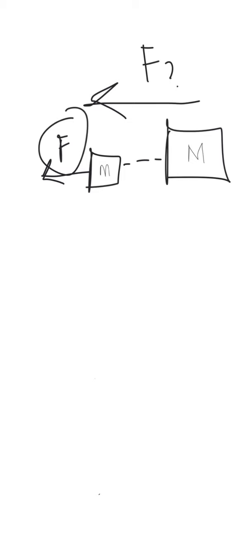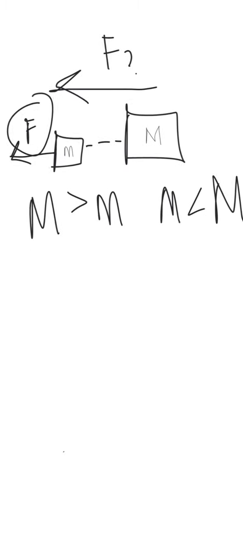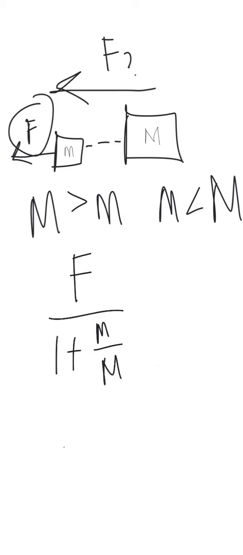So, in order to figure this out, we need to know that M, big M, is greater than little m, and little m is less than big M. So now that we know those two, we can use the equation, the force divided by 1 plus little m divided by big M, to help us figure out what the force acting on big M is like compared to little m.